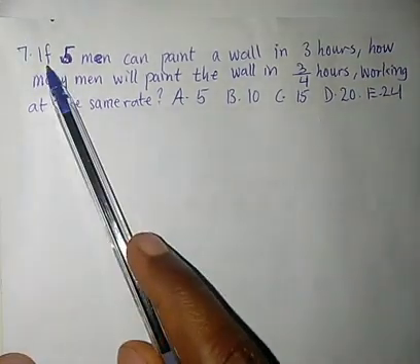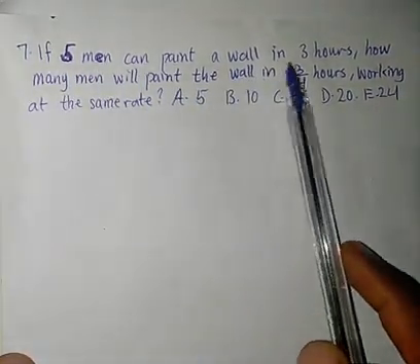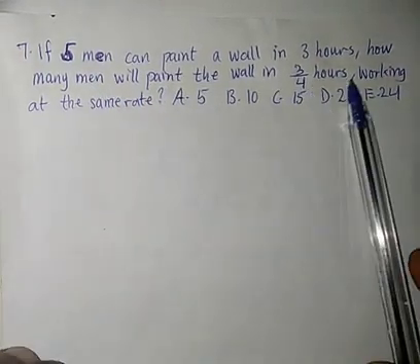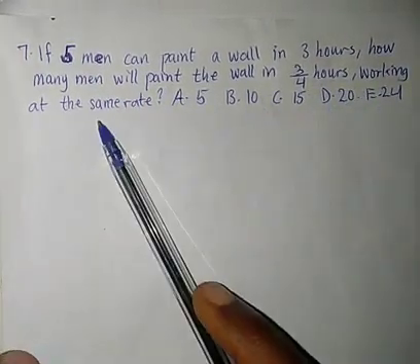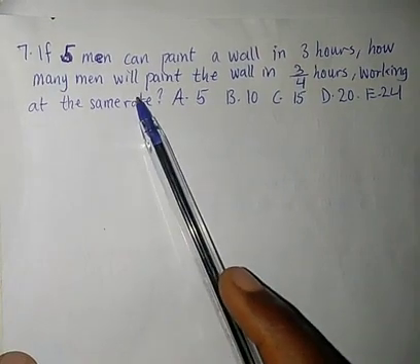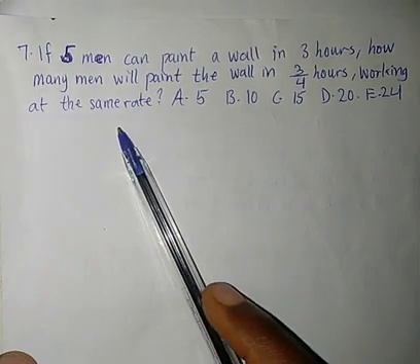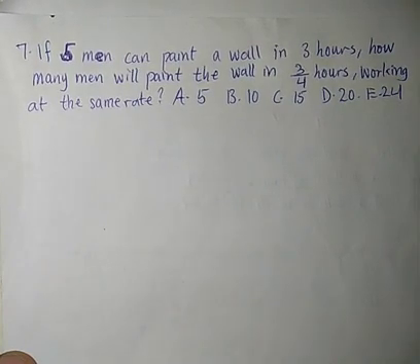Question number 7. If 5 men can paint a wall in 3 hours, how many men will paint the same wall in 3/4 hours, working at the same rate? This kind of question is a proportion problem. It's either a direct proportion or an inverse proportion. Let's take a look at the question again.